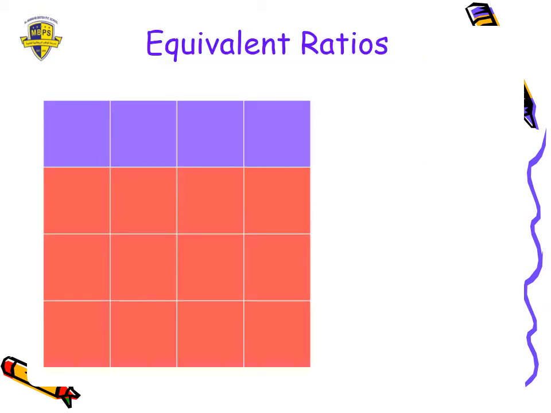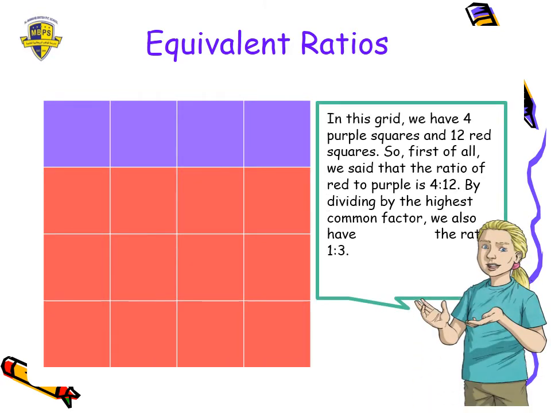Okay, now we have another example. Again, how many purple? Excellent, 4. And how many red? 12. Okay, so here the ratio of purple to red is 4 to 12. Or if we simplify it, divide by 4, this is 1 to 3. So the ratios 4 to 12 and 1 to 3 are equivalent ratios.